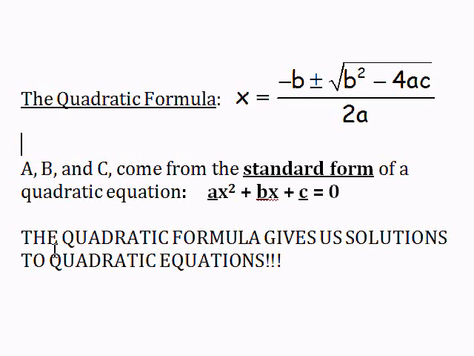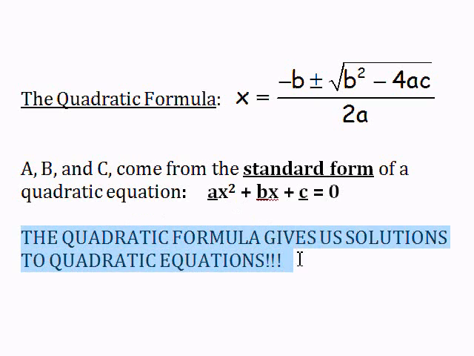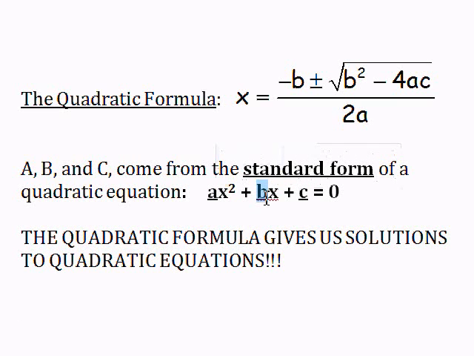And the most important part, the whole point of this video, is that the quadratic formula gives us solutions to quadratic equations. So we'll be able to solve any quadratic equation we're given just by finding the a, the b, and the c value, and then substituting it into this formula right here.